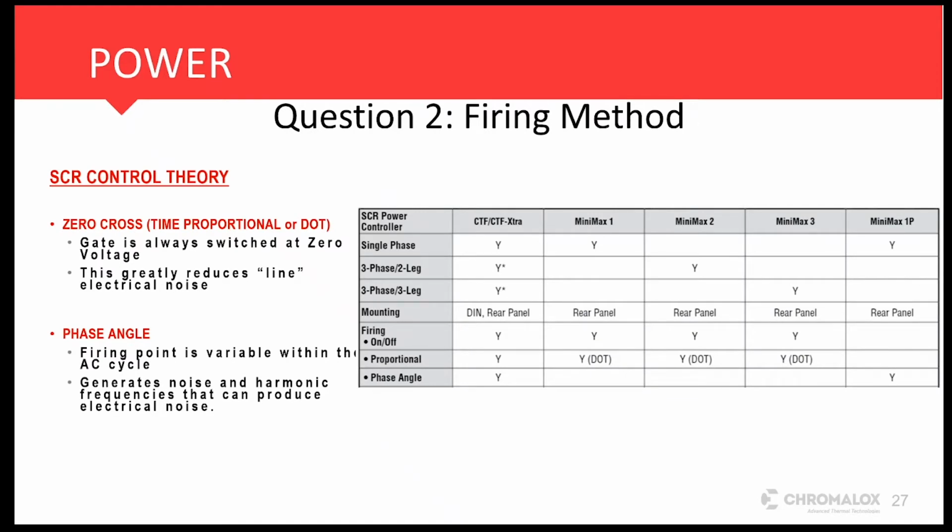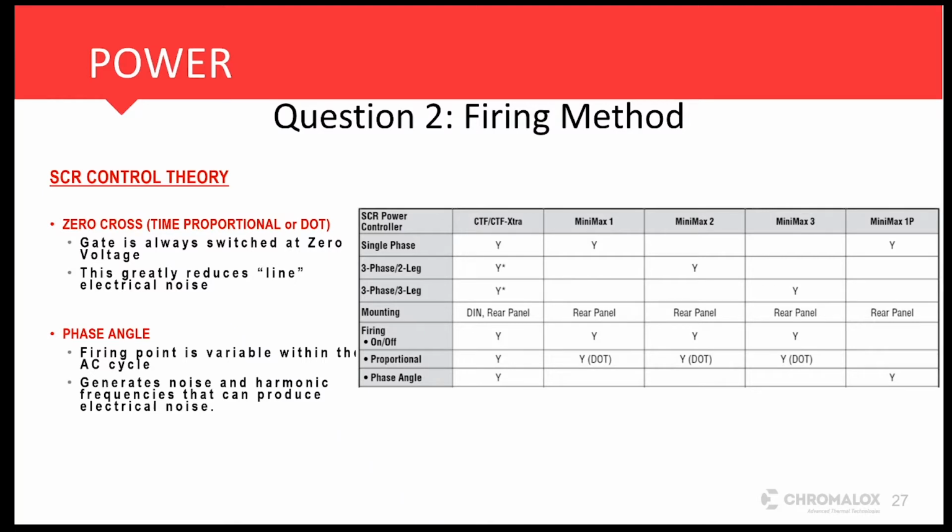Question 2 is the firing method. This one is a little bit more complicated. Once you've determined the number of phases and legs, you want to make sure your customer is okay with a 0 cross firing method, whether it's time proportional or dot fired. And again, using that same chart for the SSRs, you can go through and look at exactly what's on there.